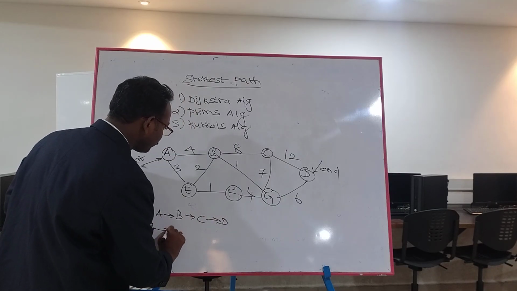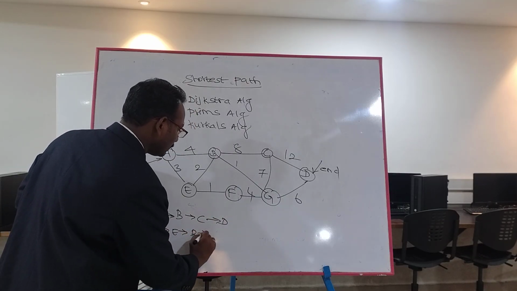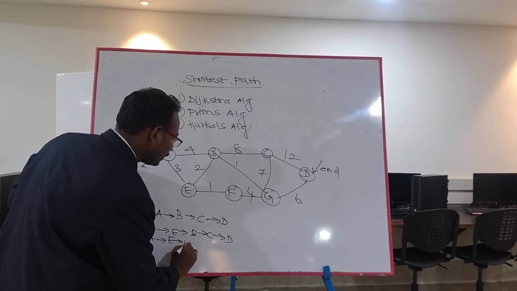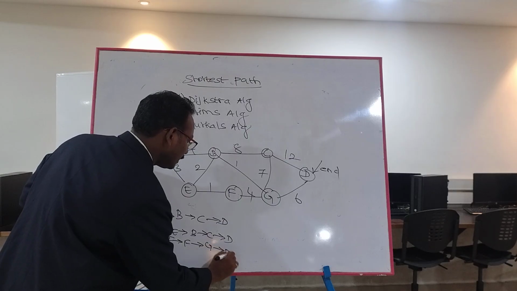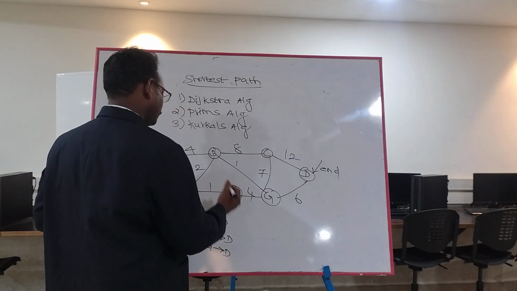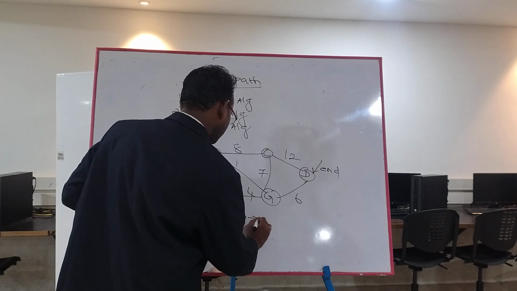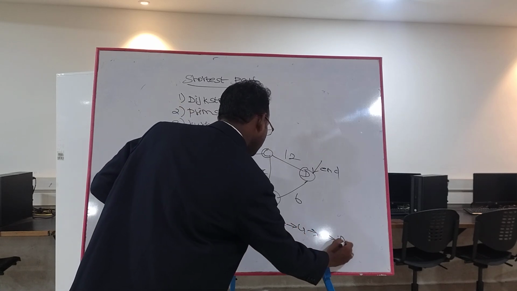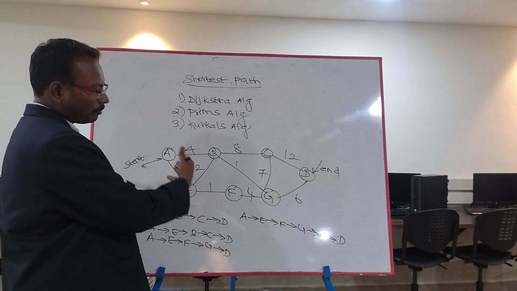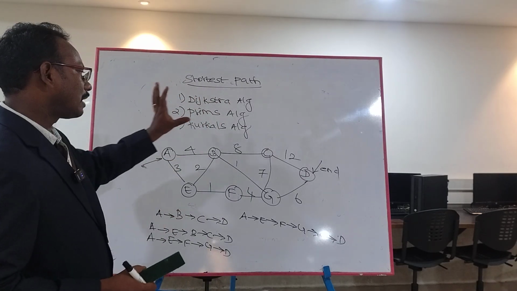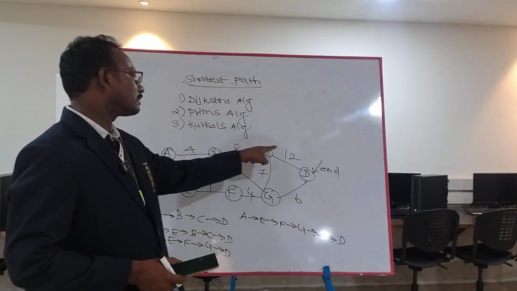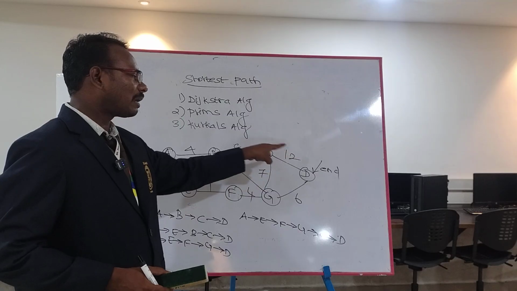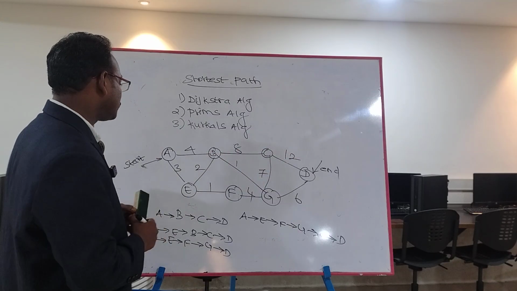And next one is A, E, B, C, D. And next one is A, E, F, G, D. And next one of A, E, F, G, C, D. Like this, n number of paths are available. We have to define which path is the shortest path to obtain. For example, we just consider this path. That should be 12, 8 is 20, 20 plus 4 is 24. This path we are able to define 24 as the cost.